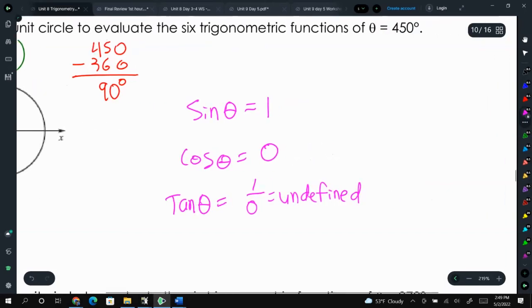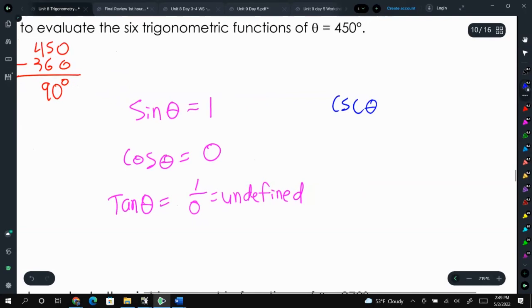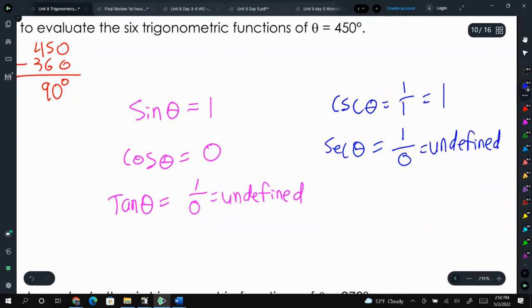When we go to our cosecant, it is going to be 1 over sine. Okay, 1 over 1, or just 1. Our secant is going to be 1 over cosine, so 1 over 0, which is undefined. And then our cotangent is going to be tangent flipped, so 0 over 1, which is 0.